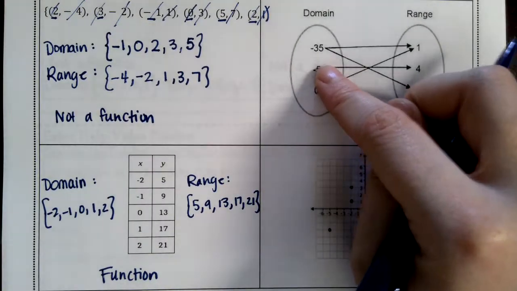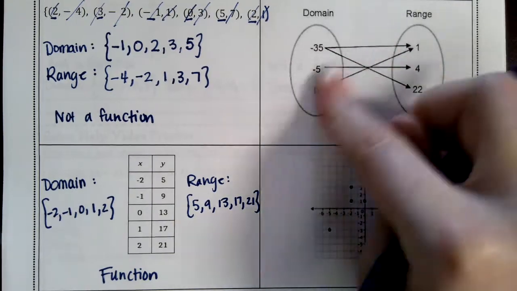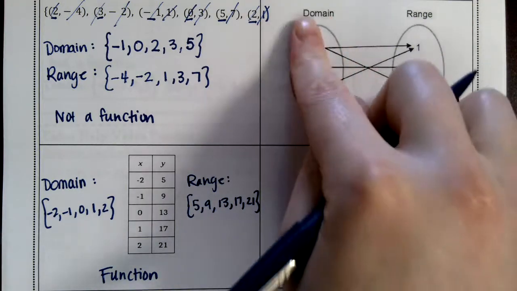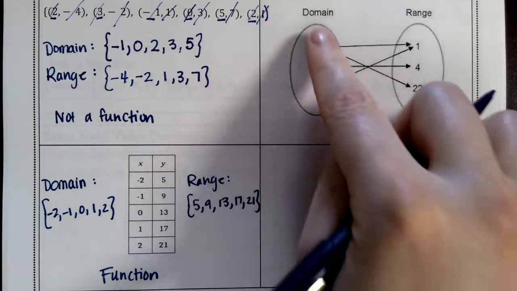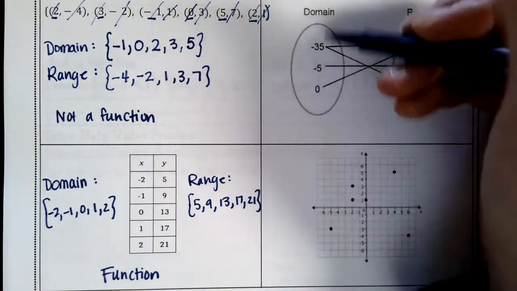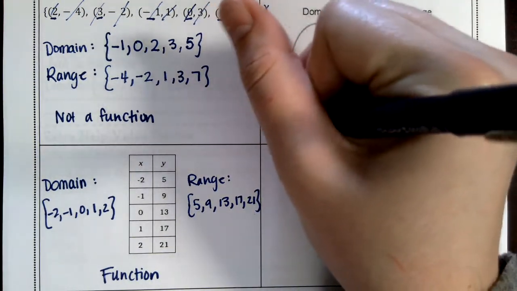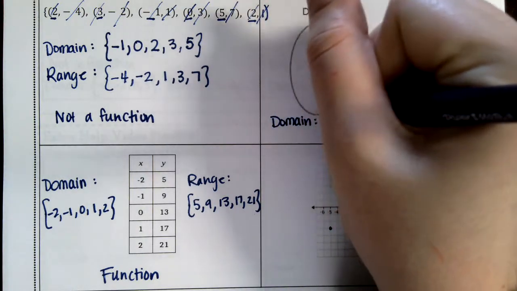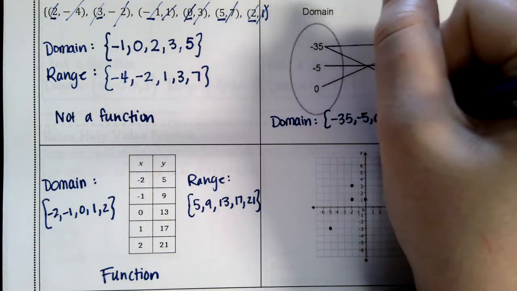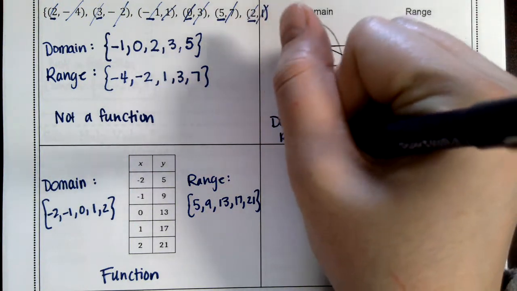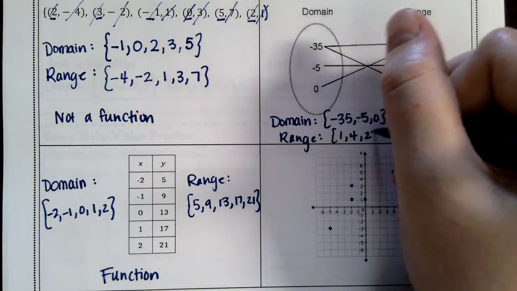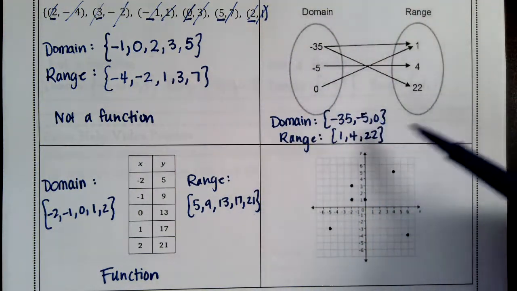So now this mapping diagram is probably the newest thing. Maybe you've seen it, maybe you have not, but it's either labeled domain or the default is that the domain is on the left. So there are no repeats in mapping diagrams and they should be in order. So domain and range should be super easy for a mapping. We just have -35, -5, 0. And the range again should be in order with no repeats. It's not always, but almost always.